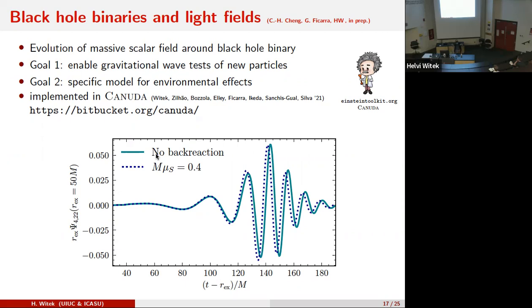And now enter this additional scalar field. And what you can see is that now the frequency increases. So what's happening is that with the dissipation of our scalar radiation, our inspiral is accelerated. So we have a larger orbital angular momentum, orbital frequency. And that directly translates into our gravitational wave frequency. So this is what we are seeing here. So we get a phase shift in the gravitational wave signal due to that.